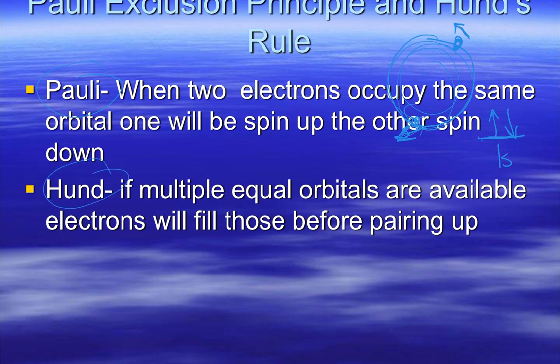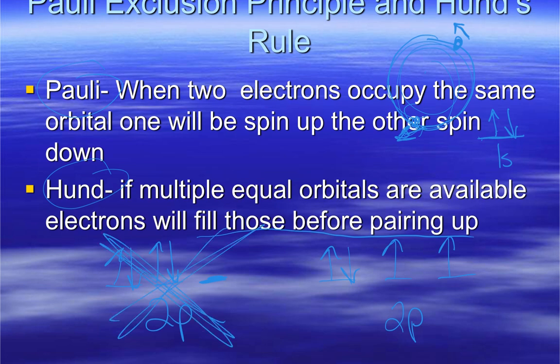Hund's rule says that if multiple equal orbitals are available, then the electrons are going to fill those before pairing up. That was our 2p example. If I'm going to put electrons into 2p, I have to give each of these orbitals an electron before I can go back and give them a pair. In other words, this is the correct 2p. If I have 2p that looks like this, I have 1 open orbital, and that's just not the case. They get all of that real estate first, and then they go back and get a pairing electron.